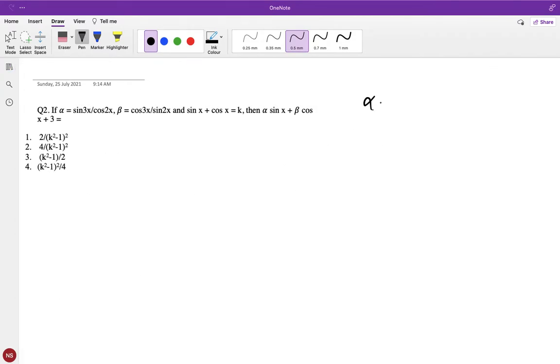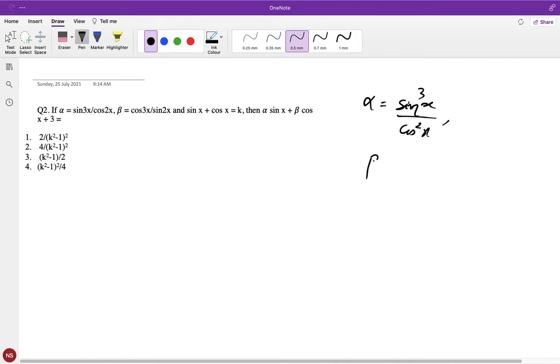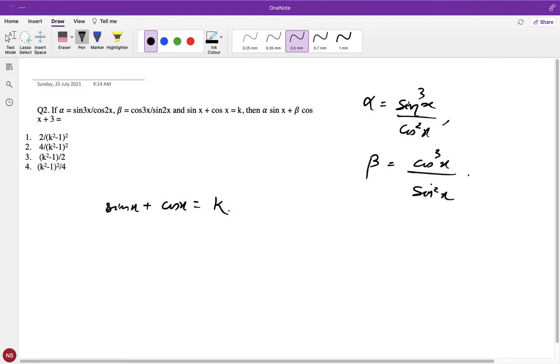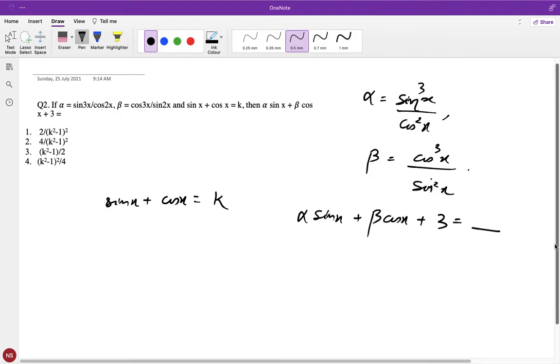If alpha is equal to, I made a mistake while copying, sin cube x by cos square x, and beta is equal to cos cube x by sin square x, and sin x plus cos x is equal to k, then alpha sin x plus beta cos x plus 3 is equal to what?